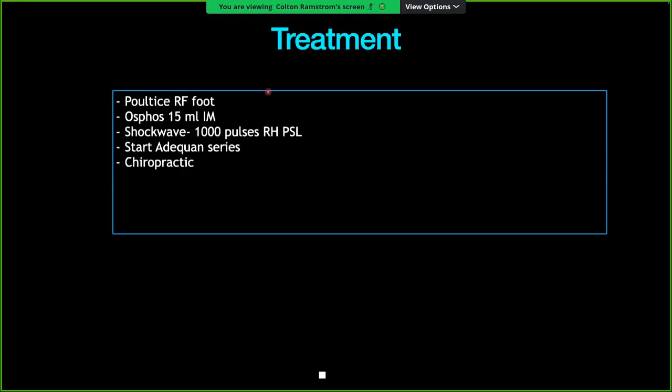Treatment at this point was poultice the right front foot, trying to get that abscess, if that is indeed what that is, to resolve. Treatment with Osphos for the enthesopathy aspect, both at the sesamoid and at the proximal suspensory. And then we did some shockwave, that should say right front proximal suspensory. Start on Adequan, and then I believe Dr. Burnham was doing some chiropractic work with him as well.